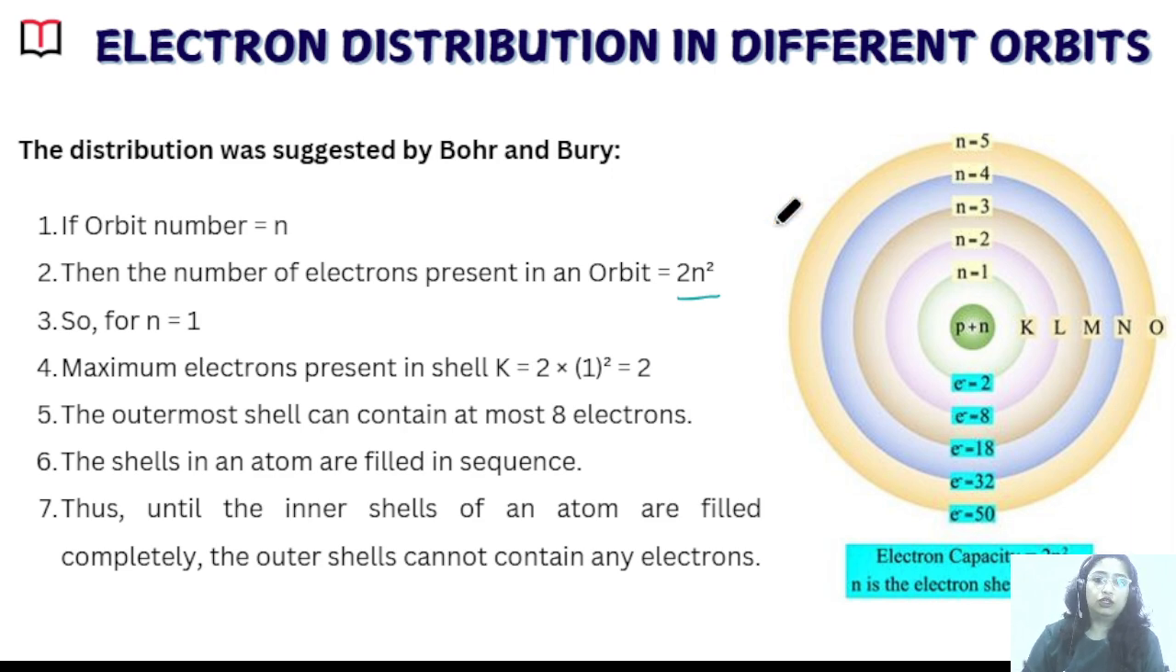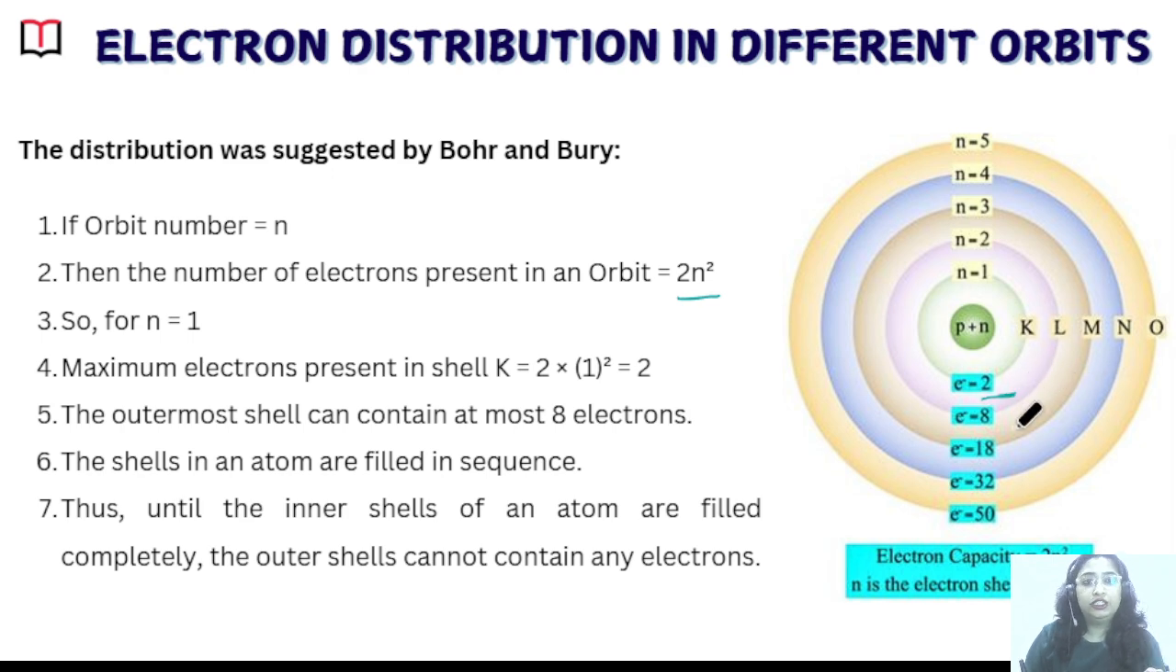Like, the first orbit is 1, so n equals 1. For the second orbit, n equals 2. For the third orbit, n equals 3. So, 2 times n squared. And you know that the orbits are named K, L, M, N, O. If we put all of this in the formula, we get that in the first orbit, which is the K orbit or K shell, the number of electrons is 2.